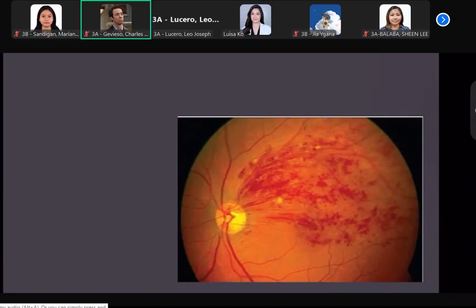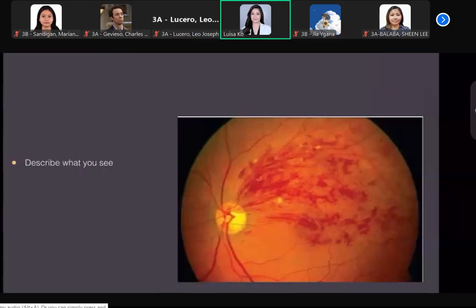Para practice lang. Sige. Maybe I can send you some fundus photos also. No more fundus photos, for practice lang. Sige. So let's get over that na. What do we see na lang that's abnormal?